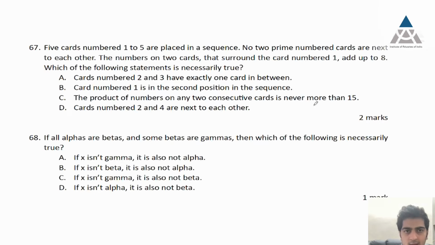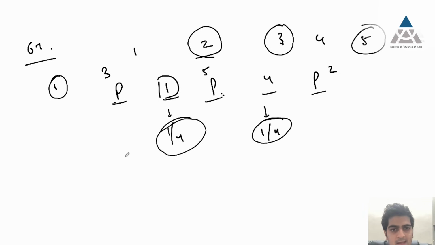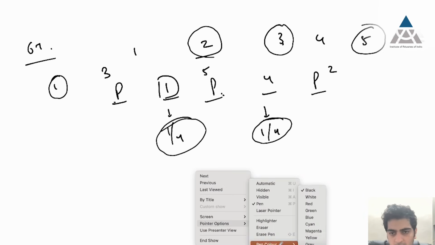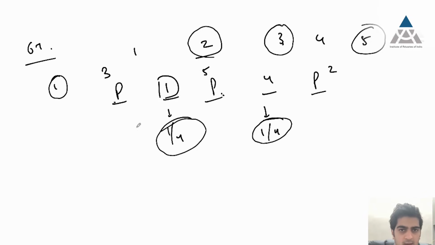And now let's try and understand which of the following statements is necessarily true. Okay. So we created one sequence. Are there other sequences possible? Yes. So I'll just write down the other sequences quickly in, let's say, red color. So we had 1 over here. The other option is you have 1 over here, but this is 5 and this is 3. Correct? That's the other option.